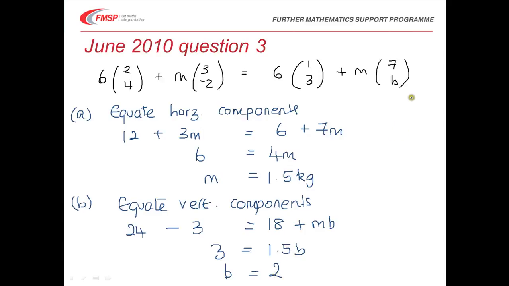So now we know that this second particle, B, has a mass of 1.5 kilograms, and the vertical component of its velocity vector after the collision is 2.